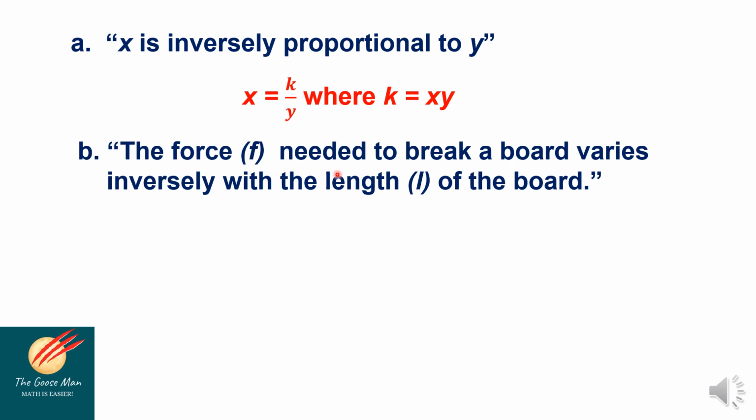Next, letter B. The force F needed to break a board varies inversely with the length L of the board. In symbols, I can rewrite this as F is equal to k all over L, where k is equal to F times L. If I multiply both sides of the equation by L, I come up with k is equal to FL.